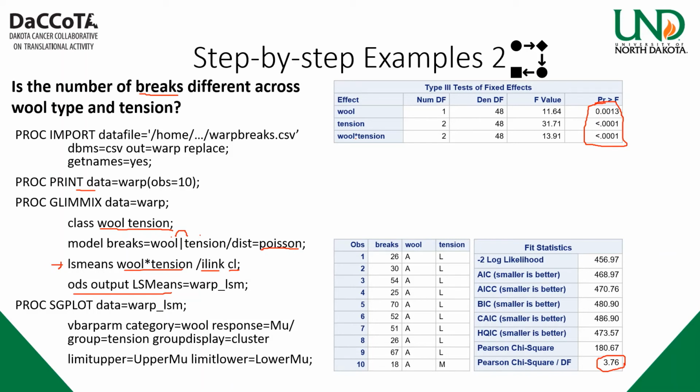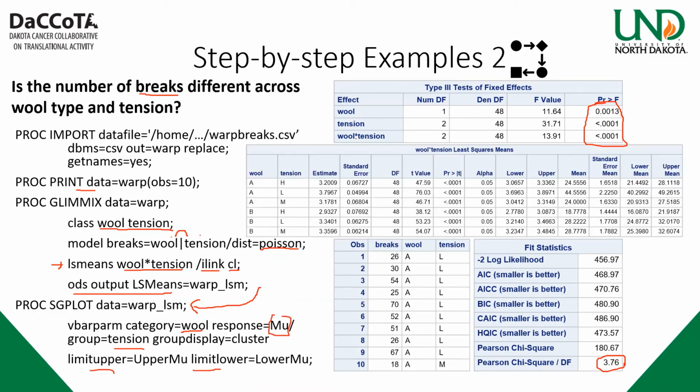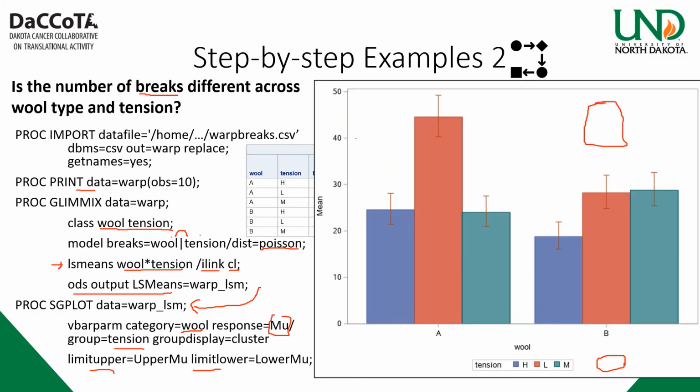Using that LSMEANS data in our proc sgplot, we're going to make a bar plot by wool and tension, and then our responses are going to be our means. And then we're going to have upper and lower limits to get our error bars. So here's just the least squares means. Then when we pull this out here, here is our graph.